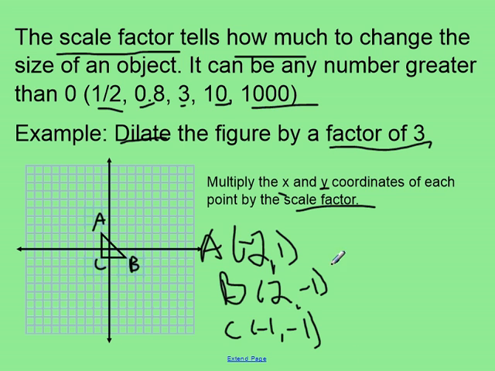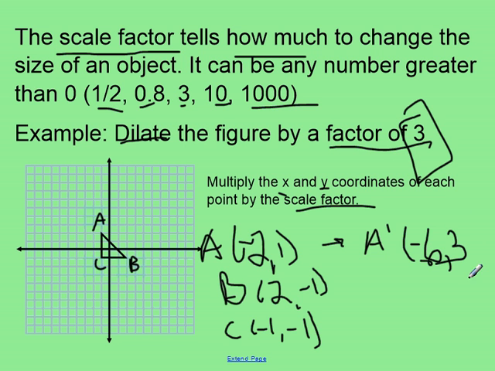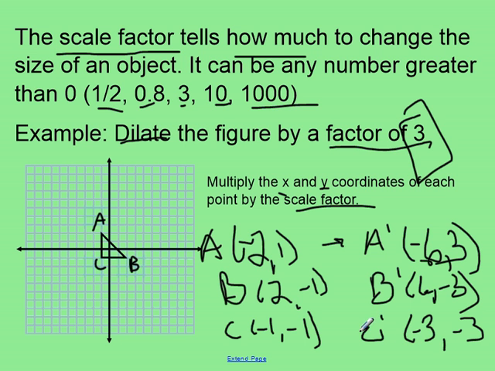And what we're going to do is multiply all of these numbers by our scale factor. Our scale factor in this case is 3. So A becomes A prime, which is now at the point -6, because -2 times 3 is -6, and 3, because 1 times 3 is 3. For B prime, we multiply the x and the y by 3 again, and we get 6, -3. And C prime is going to be -3, -3. Okay, so now we have the points of our image, the points of our dilated object, and now we simply have to plot them.